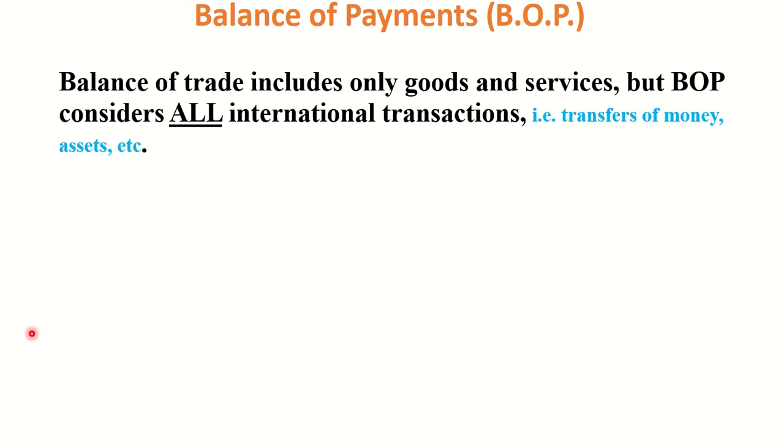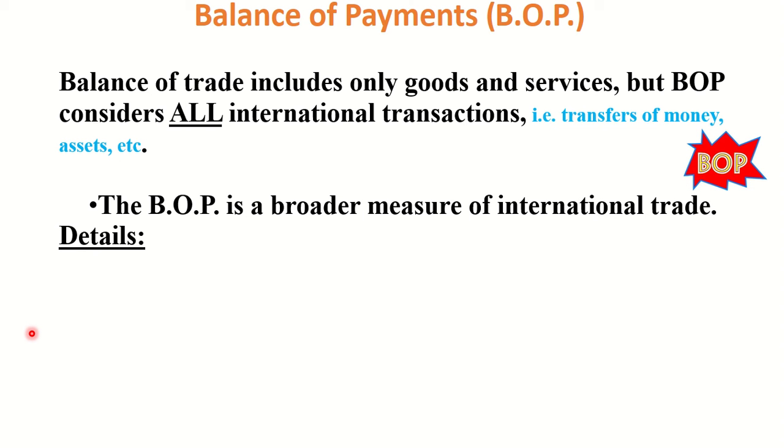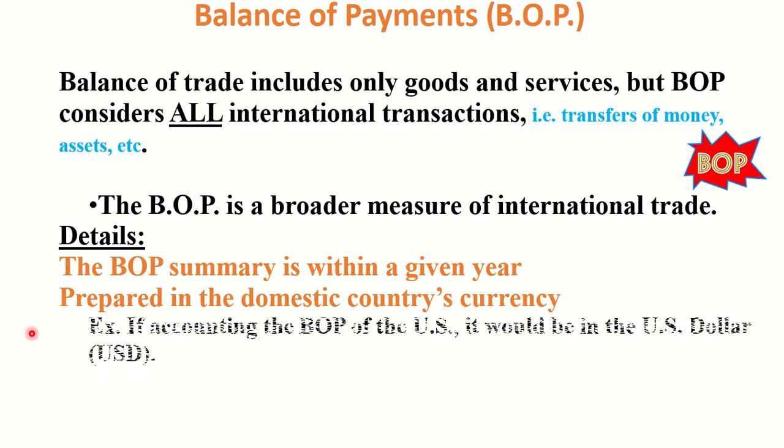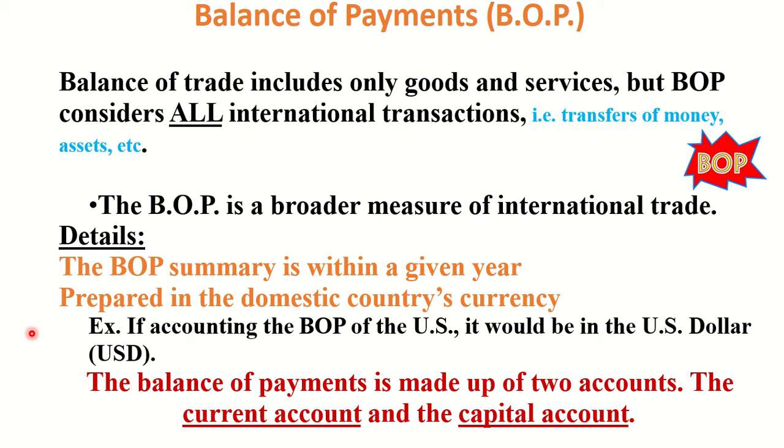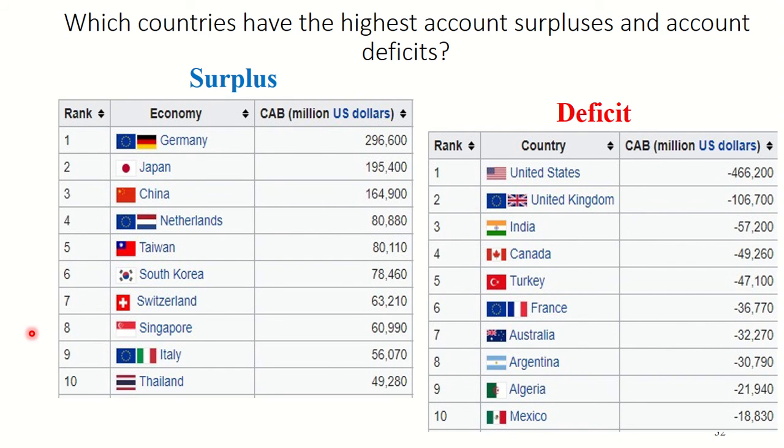Balance of trade includes only goods and services, but balance of payments considers all international transactions. So we have to look at the balance of payments, all right? I'll just let you take those notes, but the main part of it is it's broken up into two accounts. You have what we call a current account and a capital account. Okay, so the balance of payments has two accounts, the current account and the capital account. Okay, let's look at the current account first.